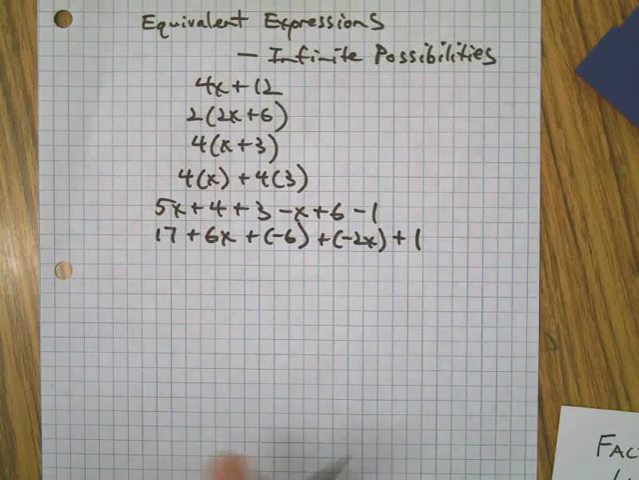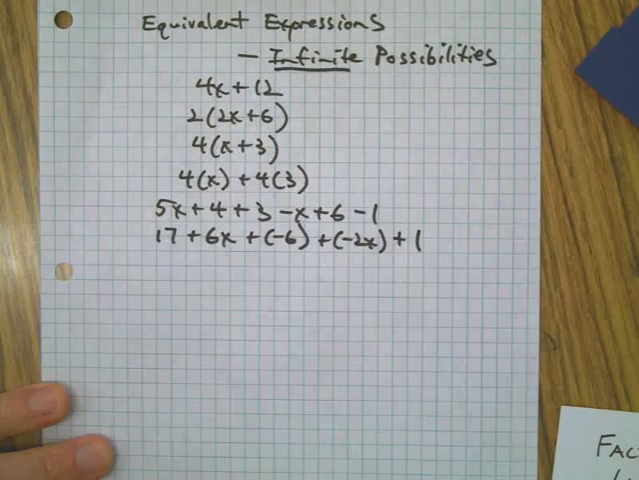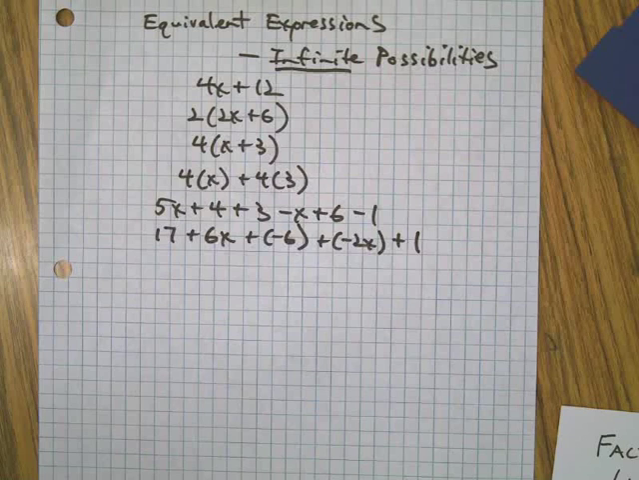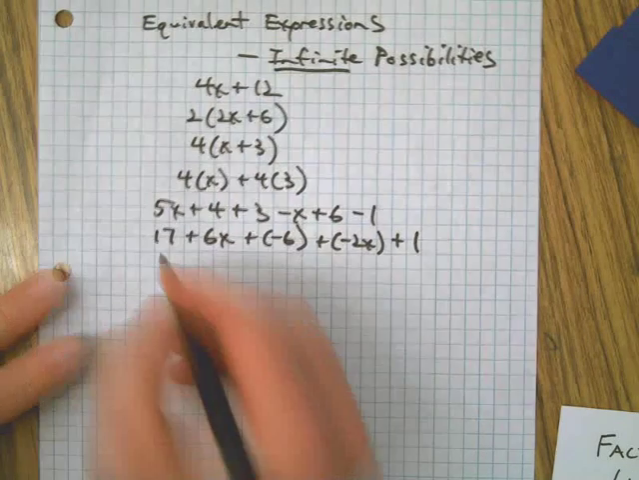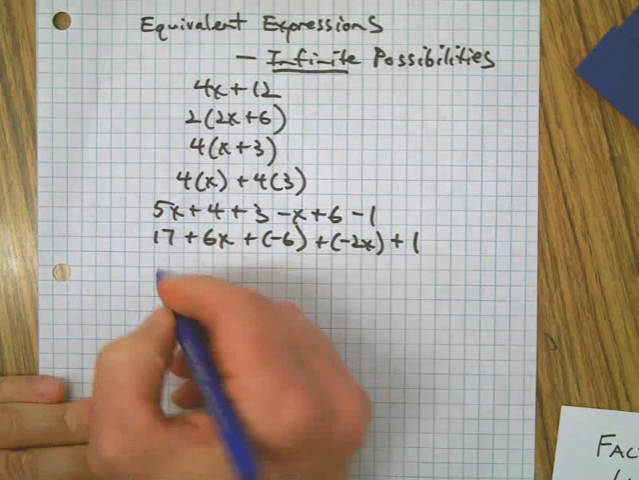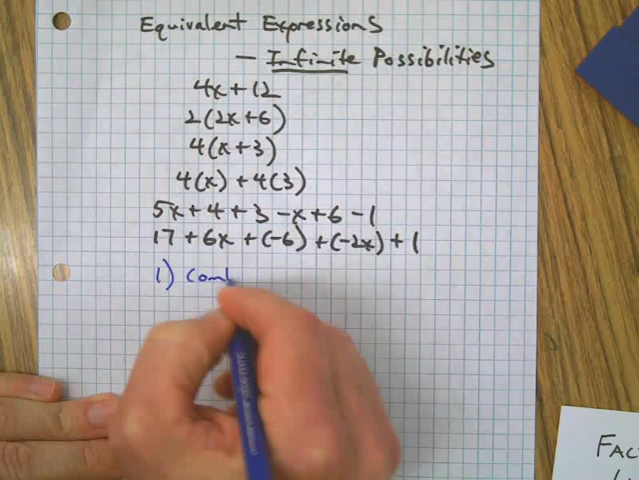So you can see I could go on and on here. We could have infinite, endless possibilities. So we need a way of being able to tell if they're equivalent or not. That's very useful. So step 1, you always need to know how to combine like terms.